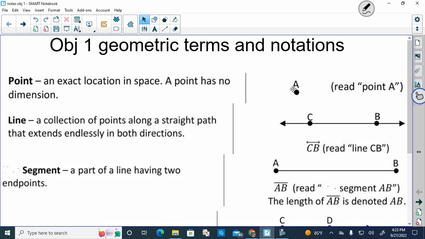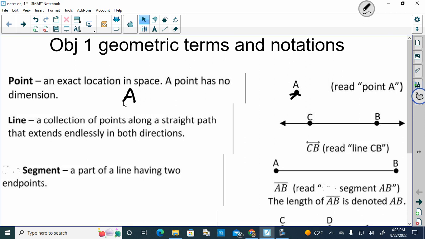Okay, so we don't need to write point A. We would just write our notation with the capital letter that represents that point. Okay, so we would just write A. A lot of people like to put the dot and the A, but that's not how you write it. It's just a capital letter.